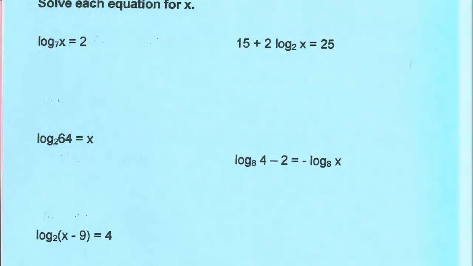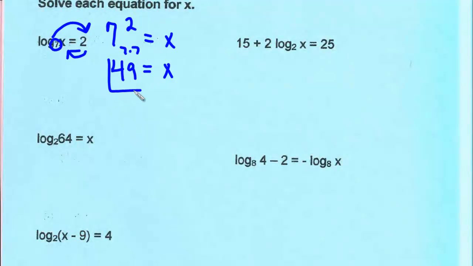We continue our unit on logarithms with solving a logarithm. In these examples, I need to find out what x is. In the first example, we have log base 7 of x equals 2. Well, this is the same thing as saying 7 raised to the second power is equal to x. So that means x is equal to 7 times 7, which is 49.